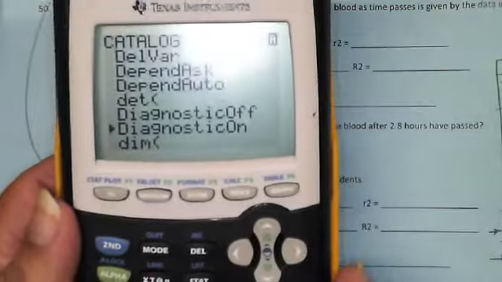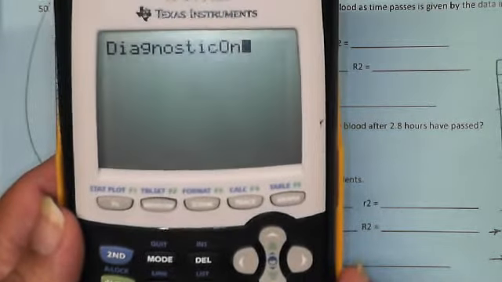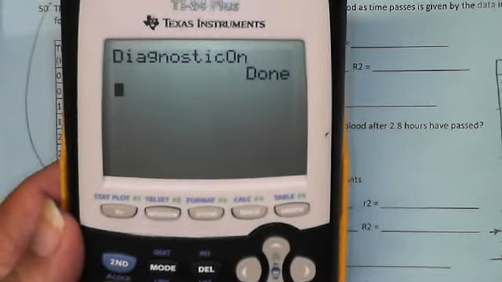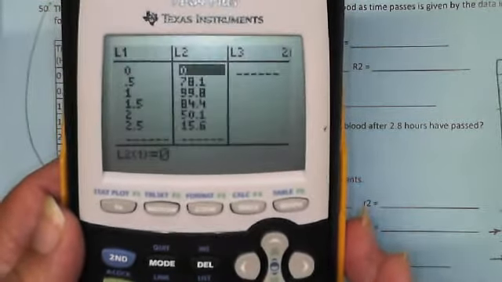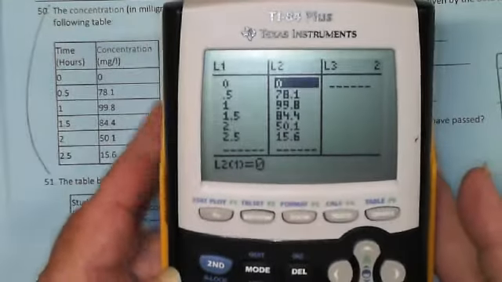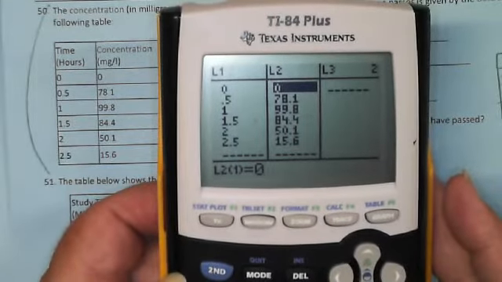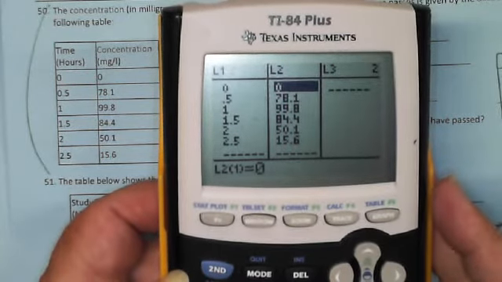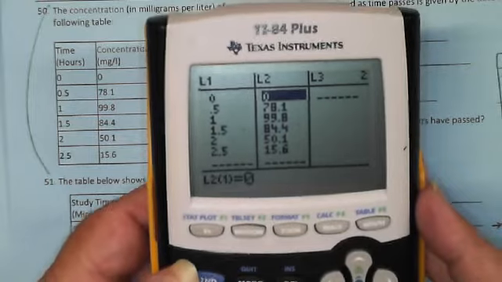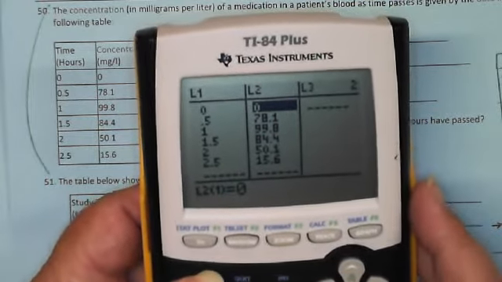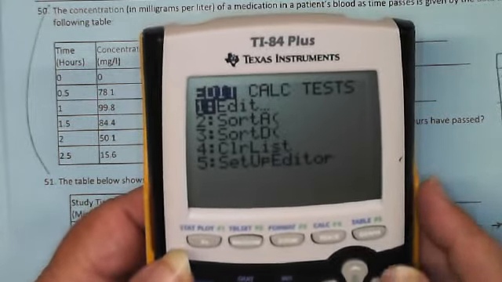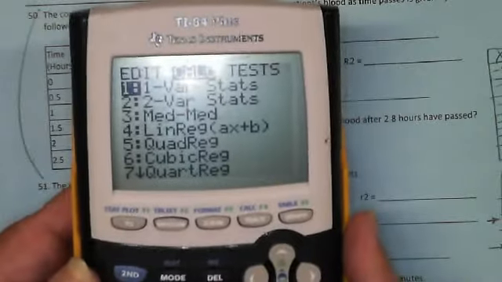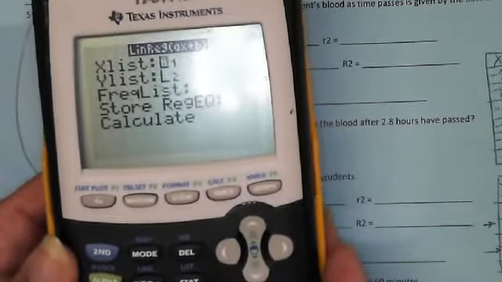Ooh, diagnostic on. Turn your diagnostic on. Hit enter. Okay, now that that's on, we're ready to do our stat. So you're going to go to stat, hit enter, and I already edited and entered all of those coordinates, time and concentration. So then we are going to stat again. We're going to scoot to calc, and they want us to find linear and quadratic regression. So linear is 4, hit enter.